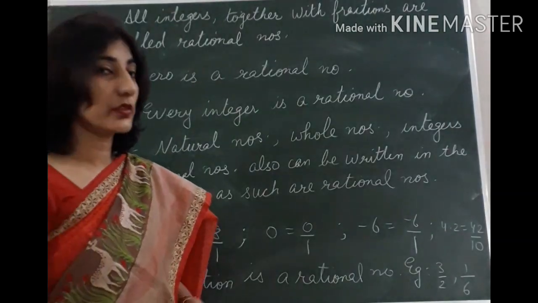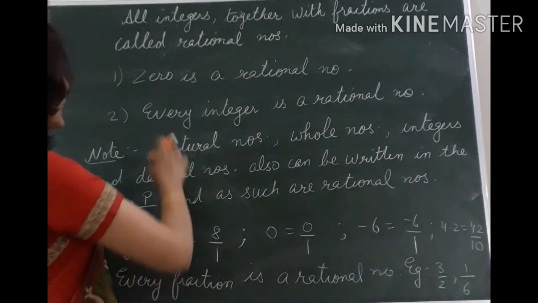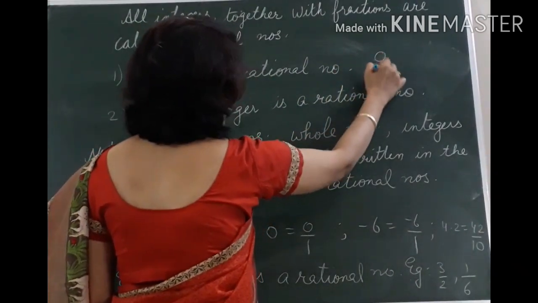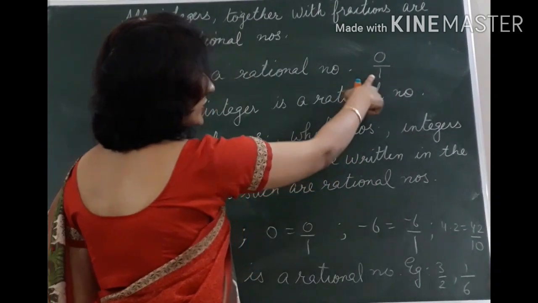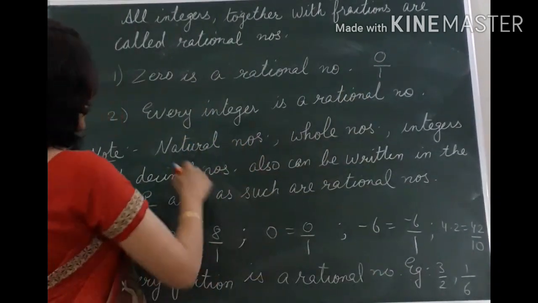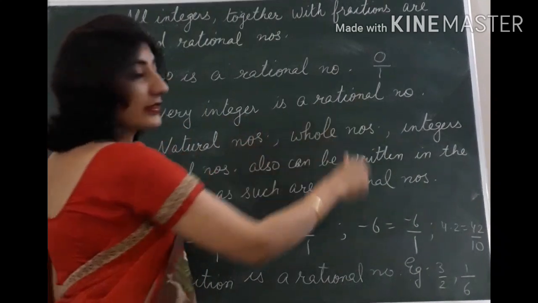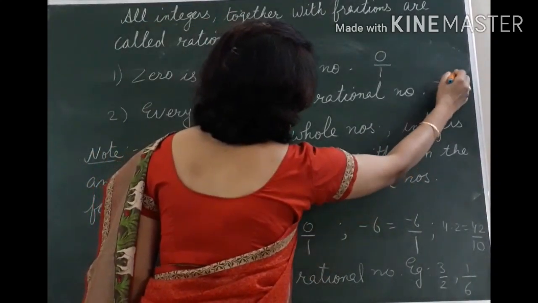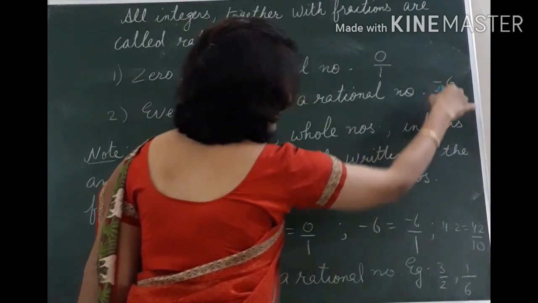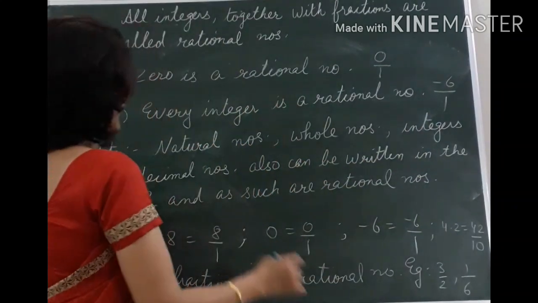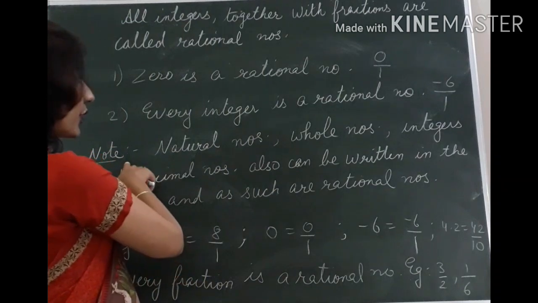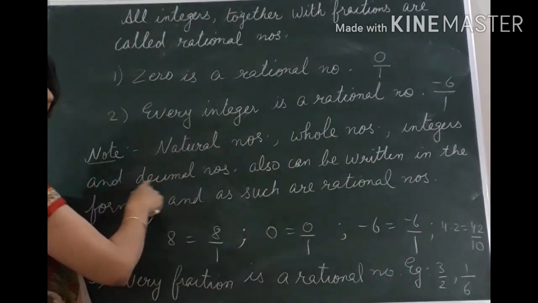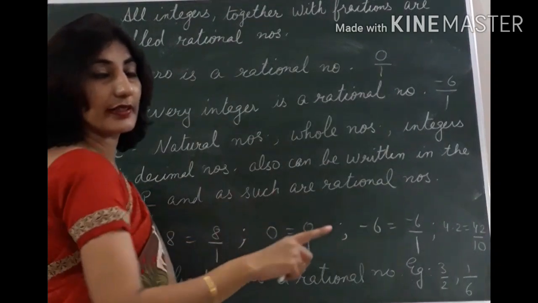Some important points of rational numbers are 0 is a rational number. We can write 0 as 0 by 1. So this is integer, numerator, denominator is integer. So it is a rational number. Every integer is a rational number. Any integer can be written, if you take minus 6. Minus 6 can be written as minus 6 upon 1. So it is a rational number. Then an important note is the natural numbers, whole numbers, integers and decimal numbers all are rational numbers.